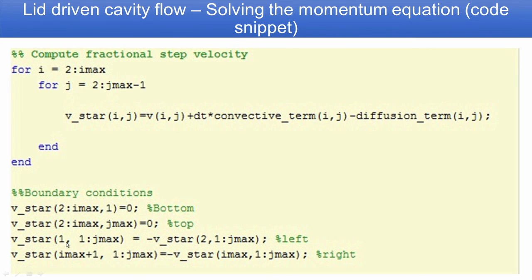So, V star 1 comma 1 to j max equals minus V star 2 comma 1 to j max. This is for the node on the right of the left wall, and this is from the ghost cell. They are equated in such a way that the boundary condition V equal to 0 is enforced on the left side wall. Similarly, for the right side wall, again using the ghost node and ghost cell, we have written the line for enforcing the boundary condition for V star. We did this in detail for u star in the beginning of this lecture.